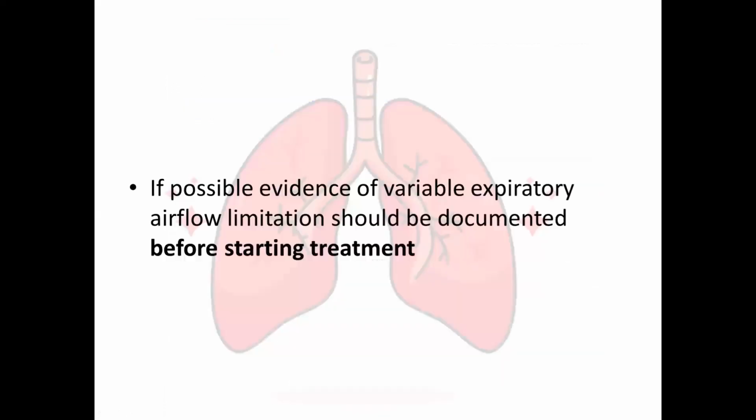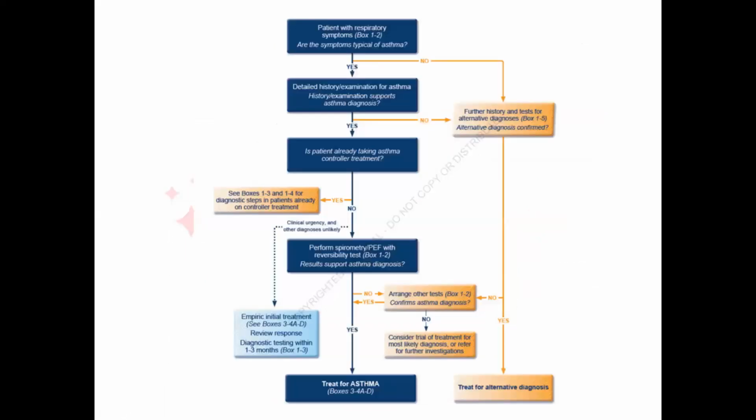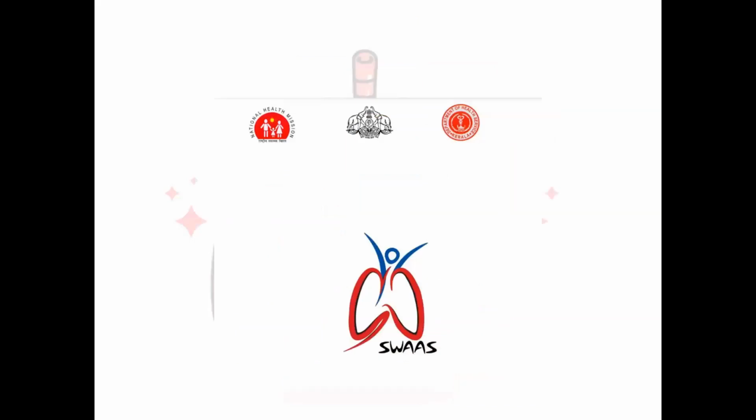If possible, evidence of variable expiratory airflow limitation should be documented before starting treatment. This is because once you start treatment, the reversibility or the responsiveness decreases as lung function improves. Or if the patient is already on treatment, you can stop temporarily. You can temporarily stop treatment for diagnostic purpose also. You can always refer the patient with characteristic asthma symptom to a nearby chest clinic to do spirometry and confirm the diagnosis.